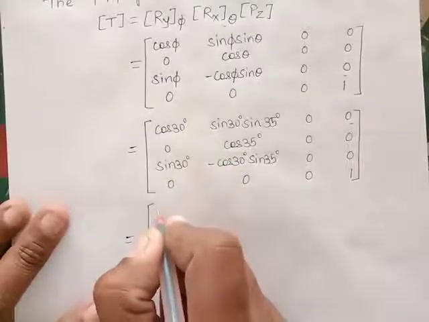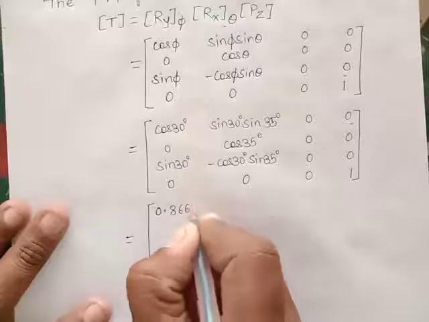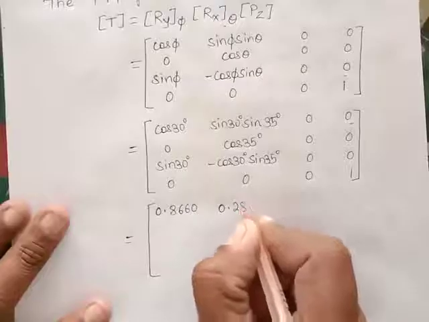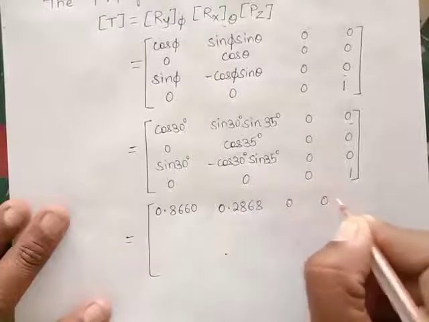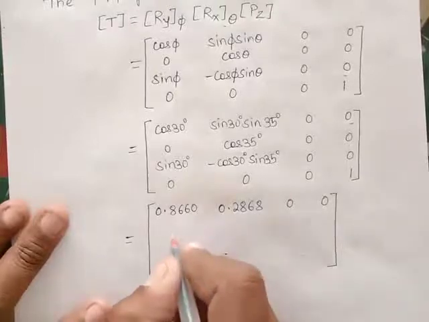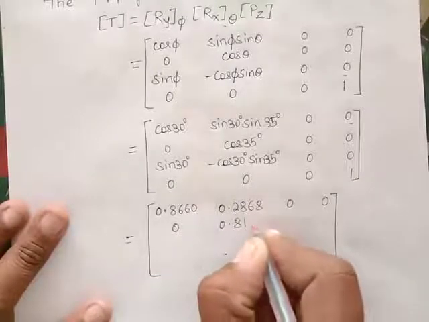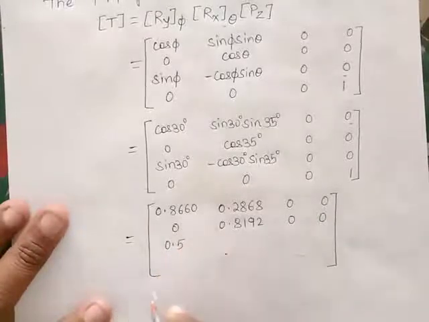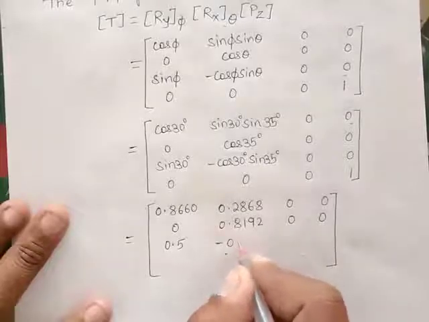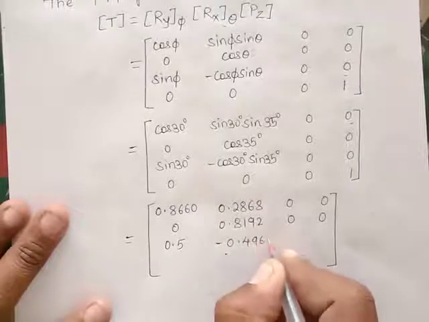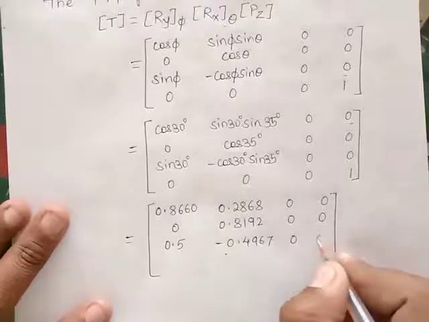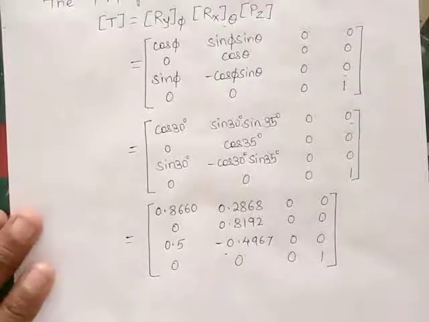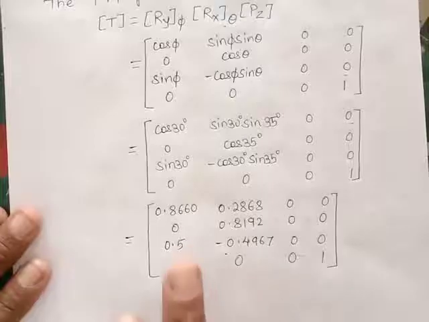So here what is cos of 30 degree? 0.8660. Now here sin 30, sin 35 degree, that product I will get 0.2868. Then here 0.8192, 0.5 sin 30, right? And this product is 0.4967. It has minus sign, so it will be as it is. 0. This is the transformation matrix for what? The trimetric projection with given angles.